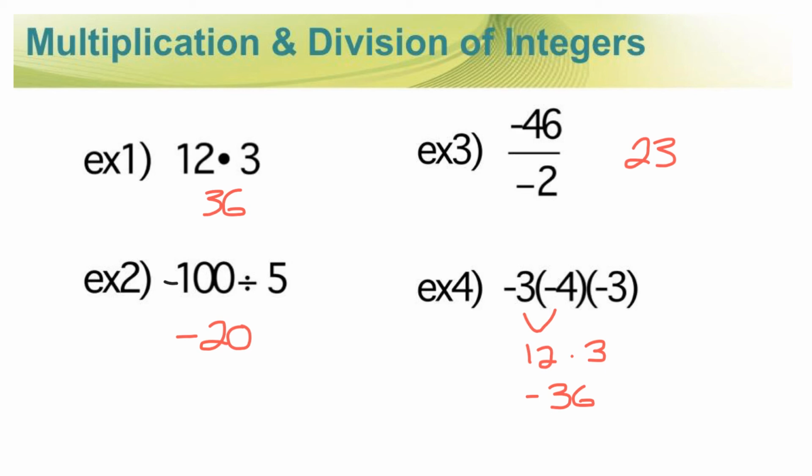Another way to look at it is negative 3 times negative 4 is positive 12, and I can actually bring this negative down as well for this 3, and then I have a positive 12 times a negative 3. It's a little bit more work that way. I like just counting the negatives, but it's your choice as to how to approach the problem.